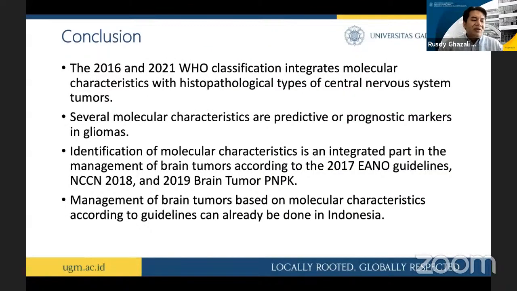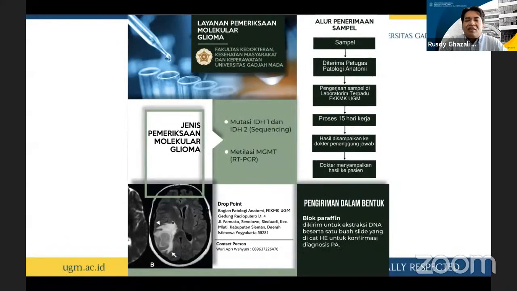So in conclusion, the 2021 and 2016 WHO classification already integrates genetics characteristic with histopathological types of central nervous system tumors. And this is improved more in 2021 guideline and already incorporated in our own national guideline. So the management of brain tumors need to include the genetics characteristic. And we in our group in the molecular biology laboratory already routinely do this examination. So if you want to do this test, you can actually send the samples to us. We'll proceed with the work, and then we'll inform you the results so that it probably will affect the treatment and prognosis of your patients.